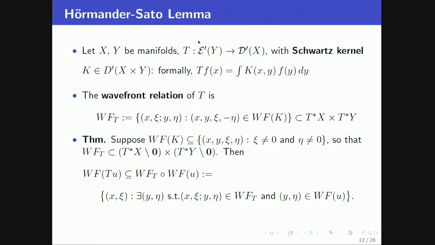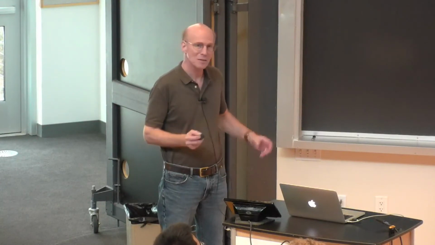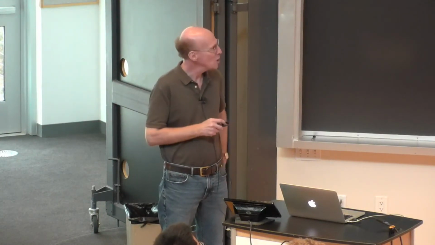Then this restricted version of the Hormander-Sato Lemma says that if you want to look at the wavefront set of T applied to a distribution u of compact support on Y, then that's contained in, not necessarily equal because you can have cancellation of singularities, but it's contained in the following thing.